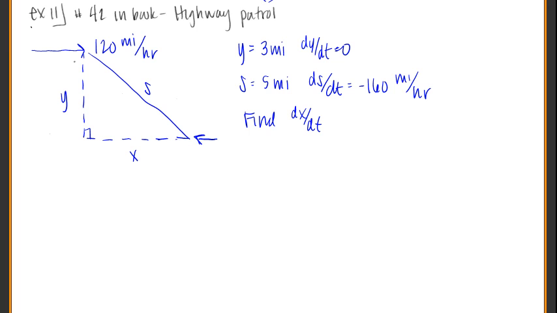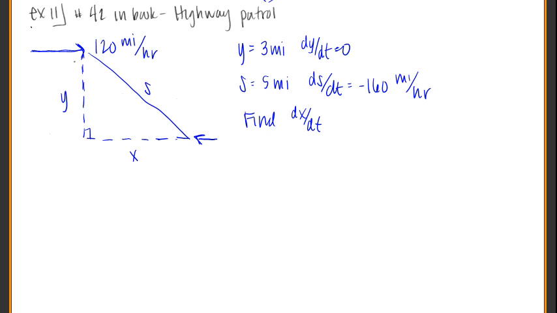In this example, let's go through it again and write out the key points and see if you all agree with what I've written down right here. We've got a plane that's flying from left to right at a rate of 120 miles per hour, and it's always flying at a height of 3 miles from the ground. So I said y is equal to 3 miles, and just to show that it's not changing, dy/dt is going to be 0.